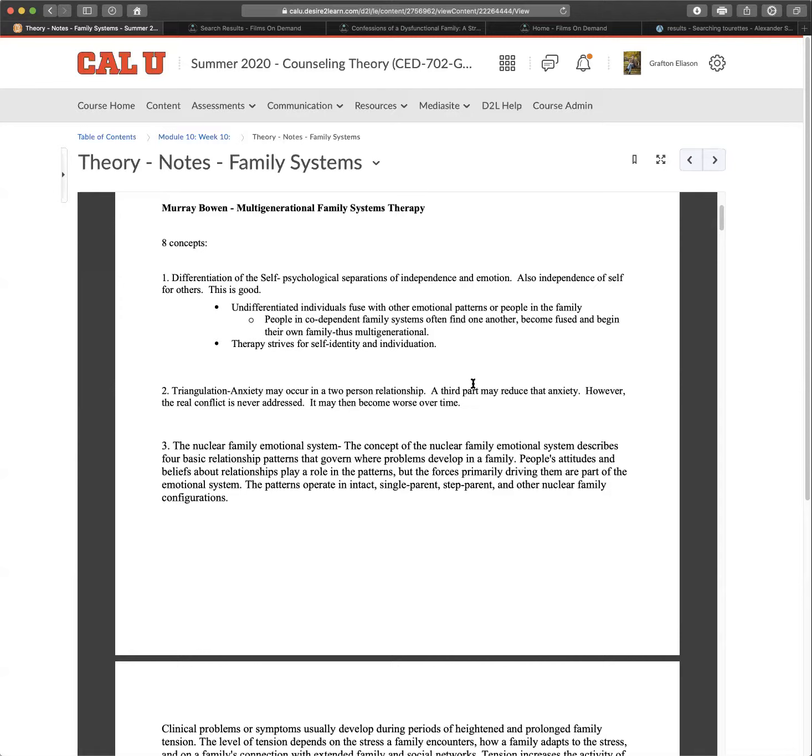If you've ever read Kahlil Gibran, The Prophet, there's one section in that book where somebody asks Kahlil Gibran about marriage or relationships, and he answered that it's like people in a temple. Each person is a pillar in a temple, and the marriage or relationship is the roof to that temple. If the pillars are too close to each other, they could not support that roof. If the pillars are too far apart, they could not support the roof. So they have to be together and yet separate. So differentiation of the self is psychological separation of independence and emotion, also independence of self from others.